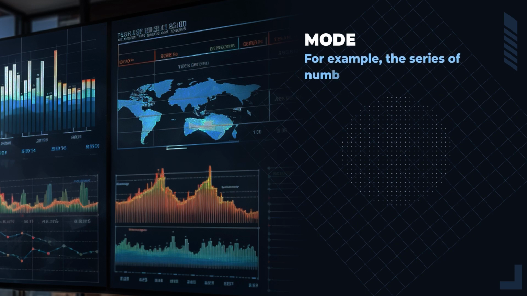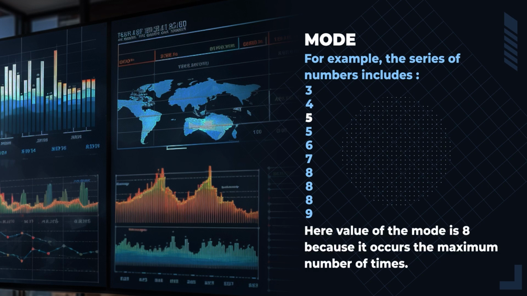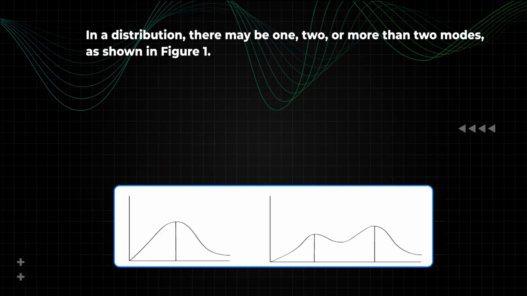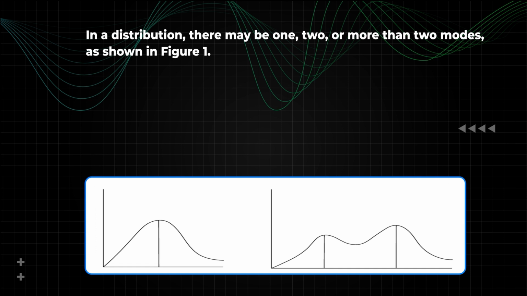For example, the series of numbers includes 3, 4, 5, 5, 6, 7, 8, 8, 8, 9. Here the value of the mode is 8 because it occurs the maximum number of times, that is 3, whereas 5 comes 2 times. In a distribution, there may be 1, 2 or more than 2 modes, as shown in figure 1.